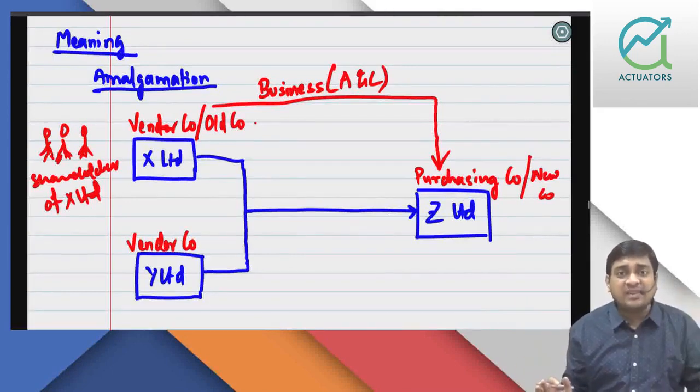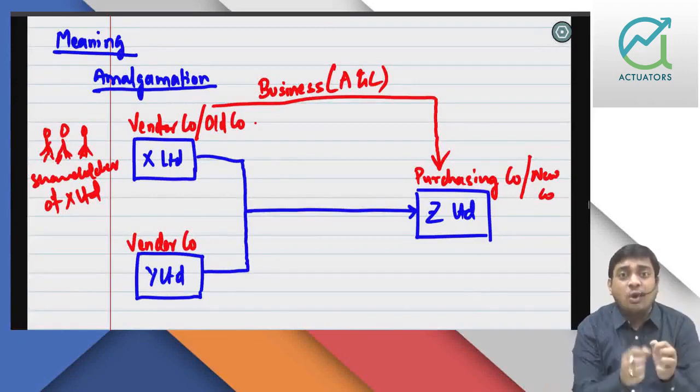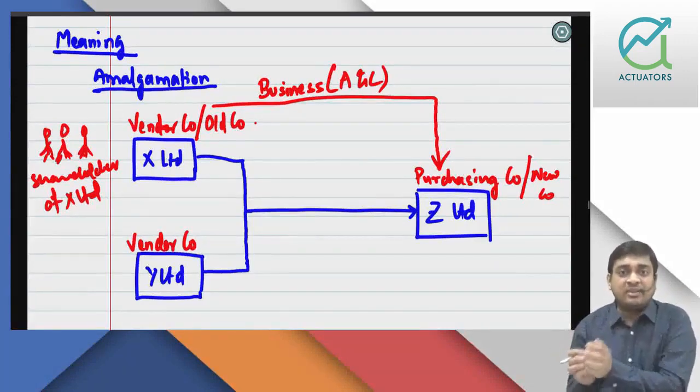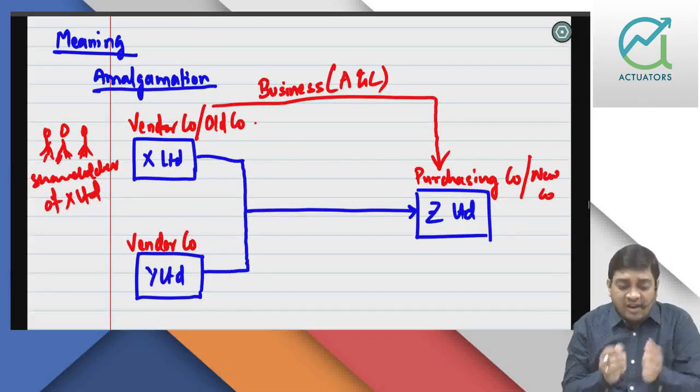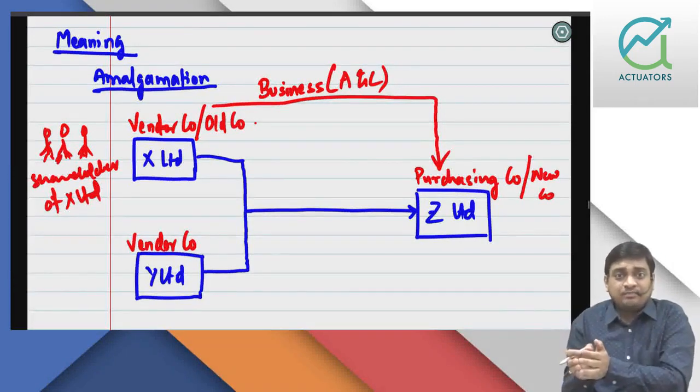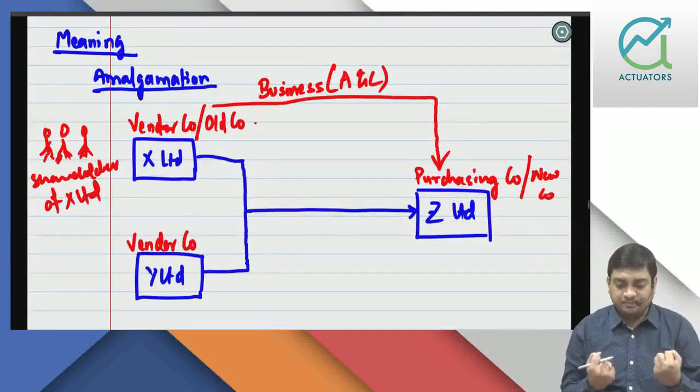So they ask the board of directors, where are our assets? What have you done with our money? So directors of X Limited say, we have sold our business to Z Limited. Now when you sell anything to someone, in lieu of that you must have received something, right?